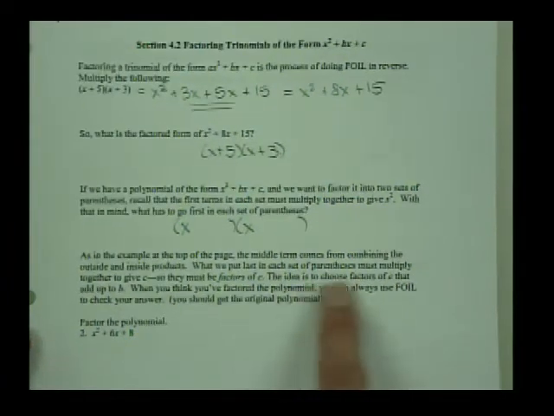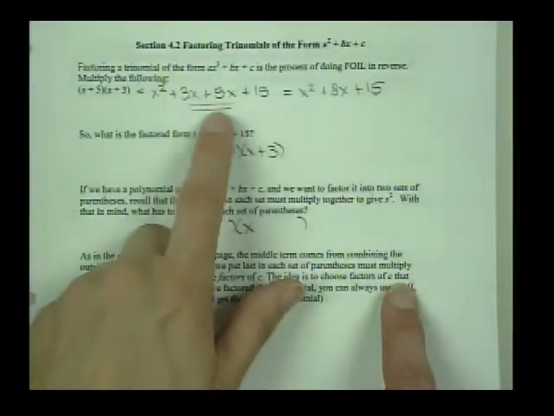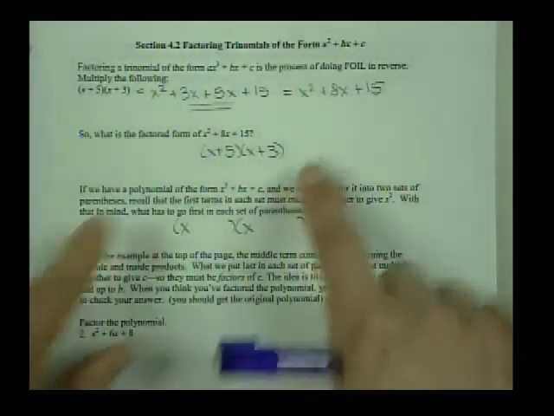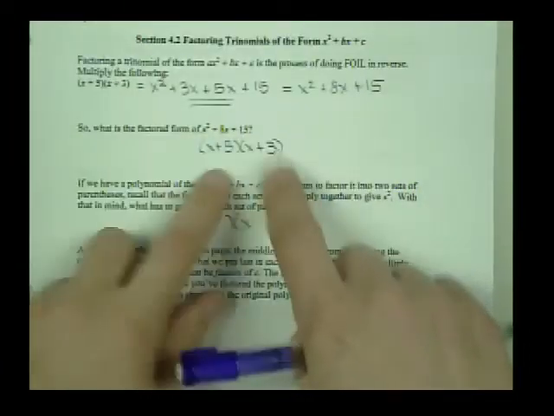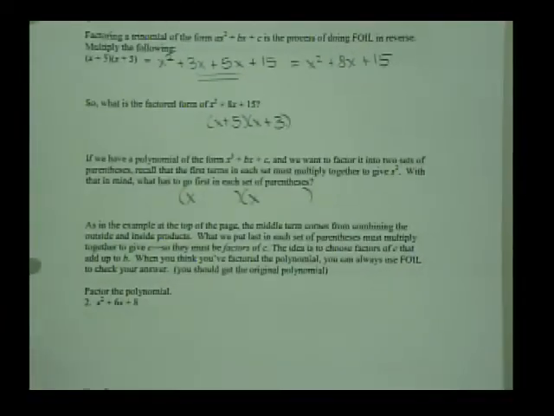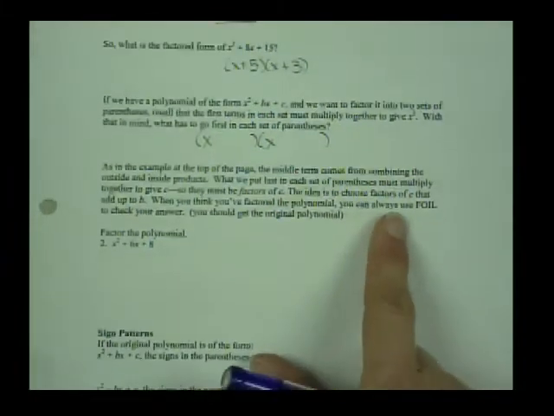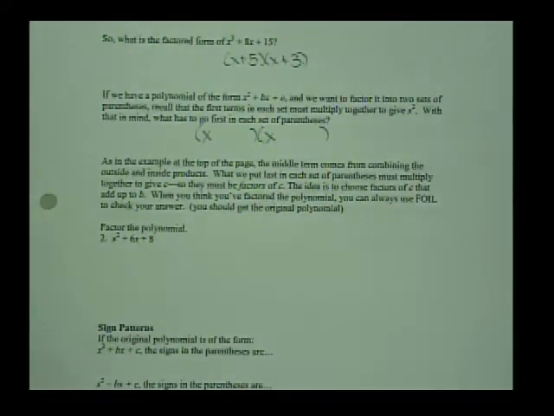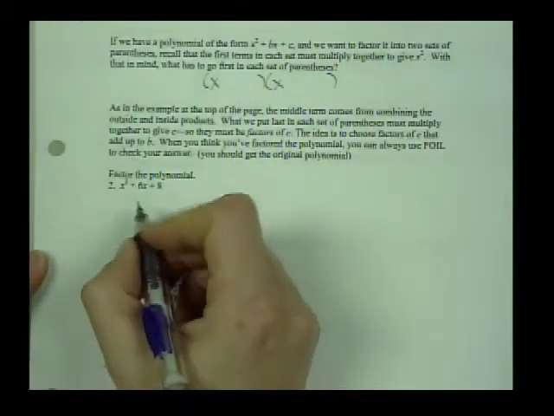So the idea is to choose factors of c that add up to the middle term, because when we do FOIL, that's what we do, combine those two. So we had a 3x and a 5x. Using those numbers, that gave us the 8x. If you think you've got something factored, you can always use FOIL to check to see if your answer is right, and you should just get back what you started with. So we want to use that idea here.